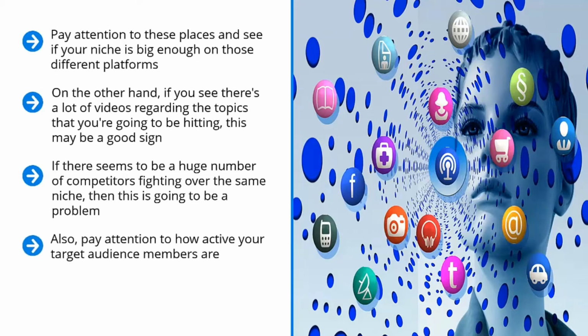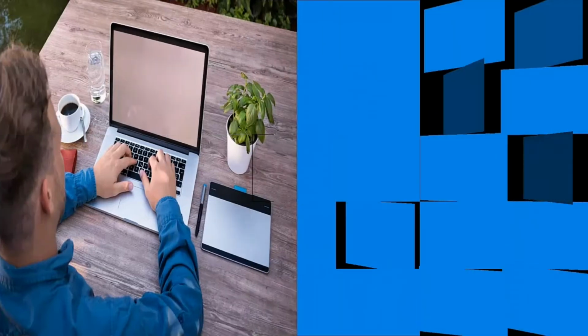Also, pay attention to how active your target audience members are. Look at the content that's being shared regarding your niche. Do you see a lot of engagement? Do people share this stuff? Is this hashtag quite prevalent? Look for these and other objective indicators of activity. When you wrap your mind around these indicators, then you should have a clear idea of whether you should target your niche at a particular platform or whether you should ignore a platform altogether.